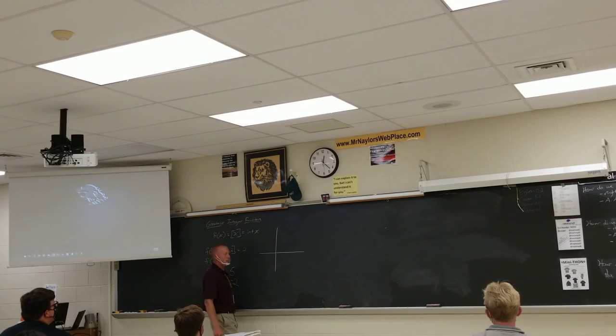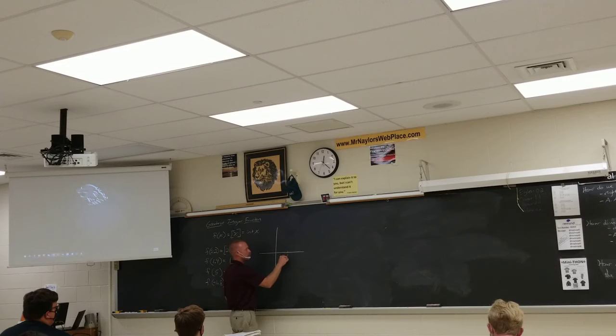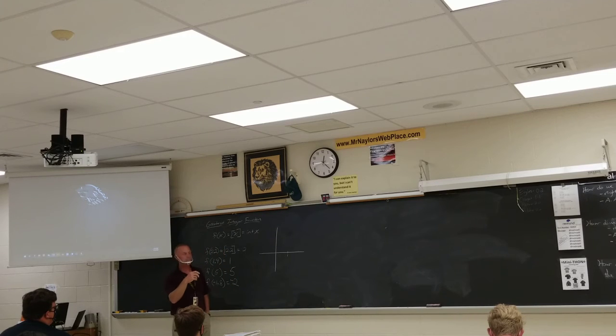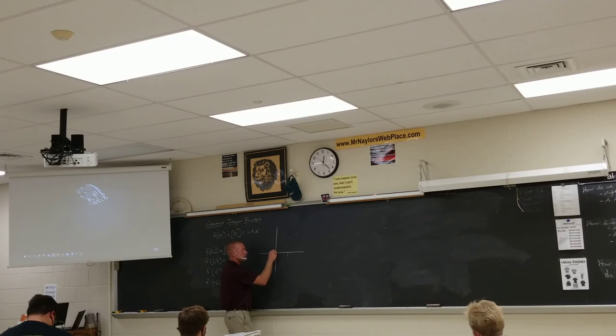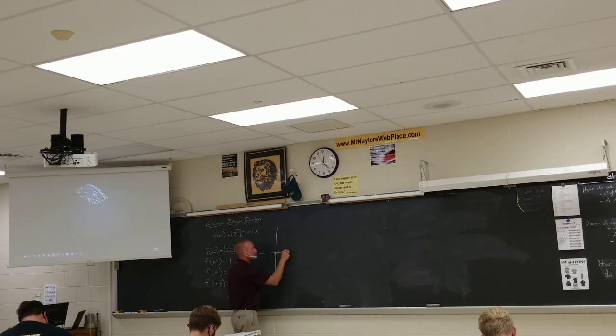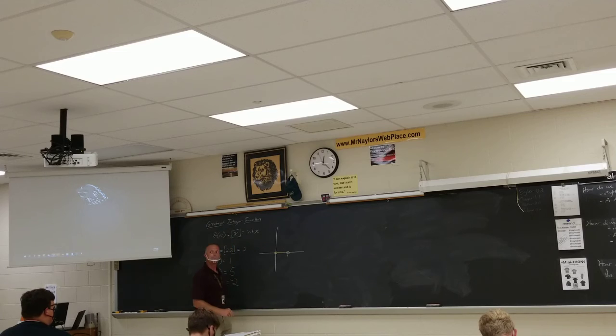Now, just to get the graph rolling here, if you would plug in numbers between 0 and 1, so 0.1, 0.2, 0.3, what's the output if I plug in 0.1, 0.2, 0.3? It would be 0. So my graph would be a horizontal line.